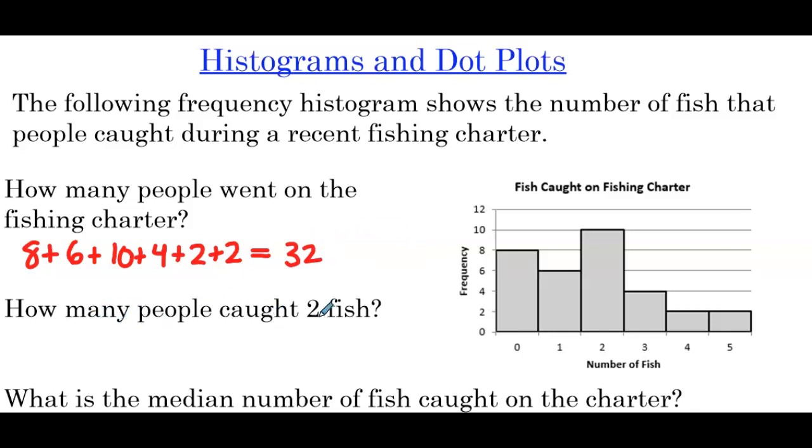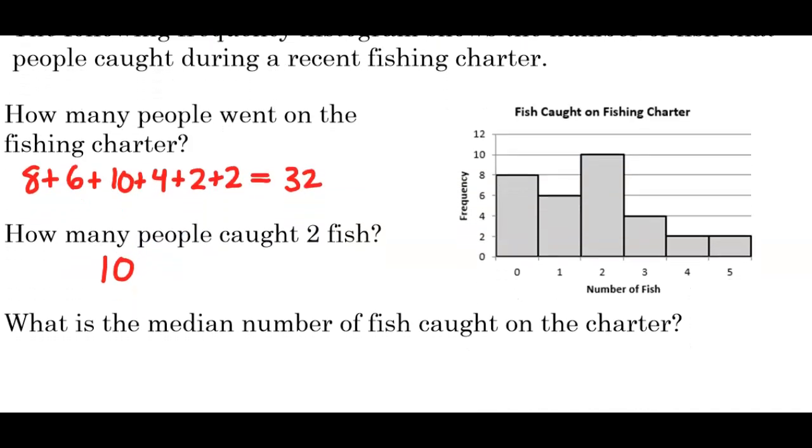How many people caught 2 fish? So if we go to the horizontal axis, we look at 2. The frequency is 10, so that means 10 people caught 2 fish on this charter.